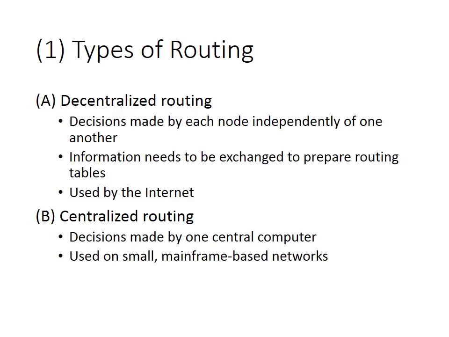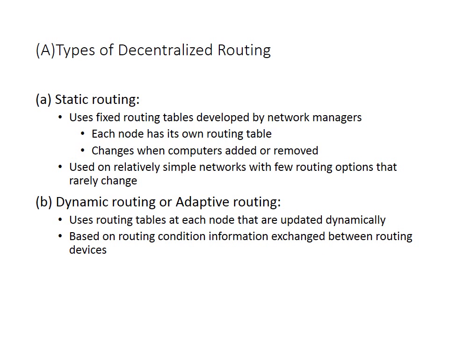There are 2 types of routing. For decentralized routing, decisions are made by each node independently of one another. The internet is an example. For centralized routing, decisions are made by one central computer. It is used on small, mainframe-based networks. There are different types of decentralized routing.